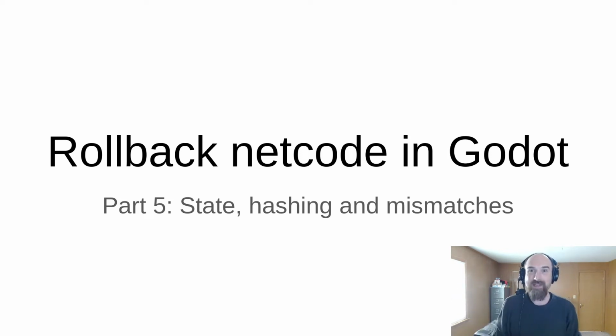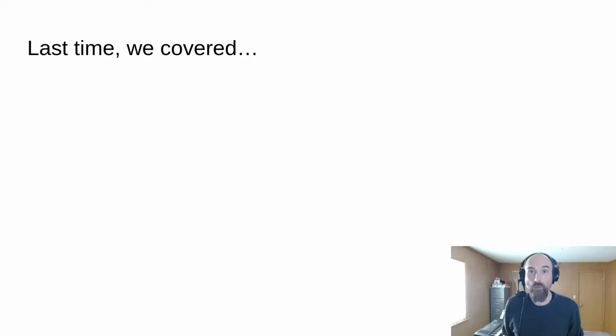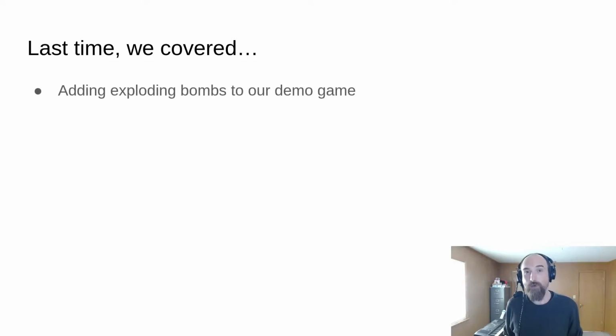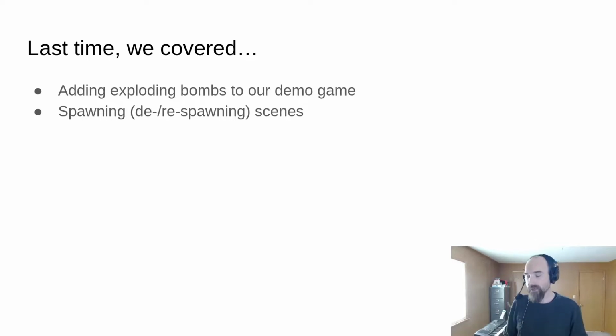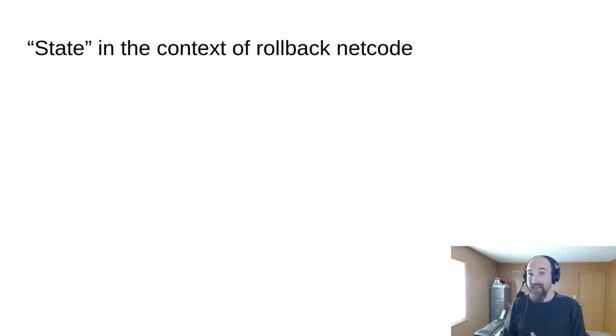Hello, David Snowpeck here from Snowpeck Games, and this is part 5 in a tutorial series about implementing rollback netcode in a game built with the Godot game engine. In the last part, we added exploding bombs to our demo game. We covered spawning scenes as well as their despawning and respawning during rollback, and the network timer node from the Godot Rollback Netcode add-on. And today, we're going to be talking all about state.